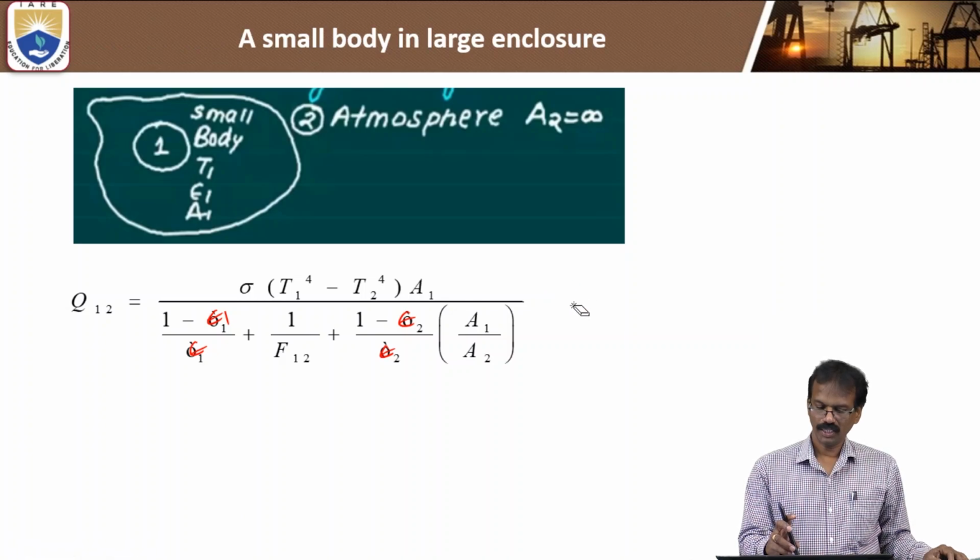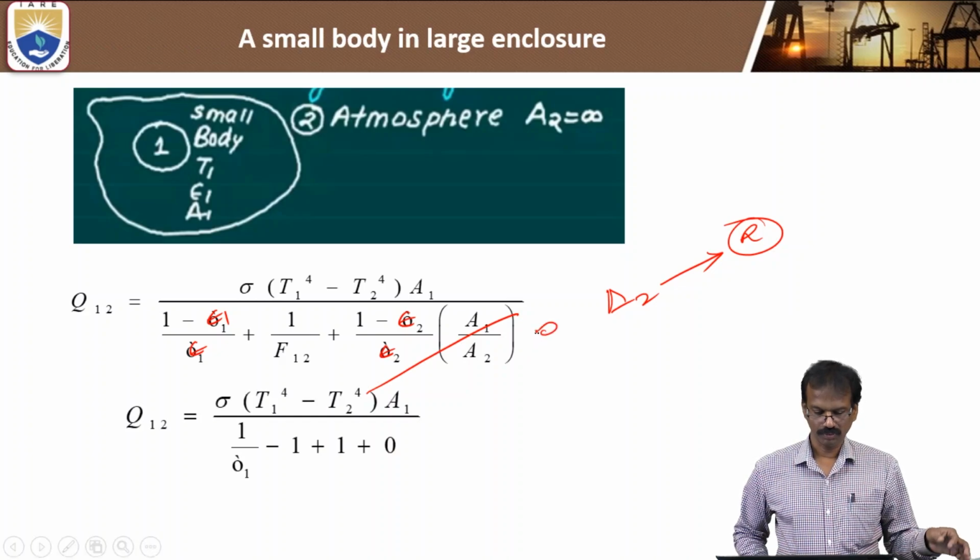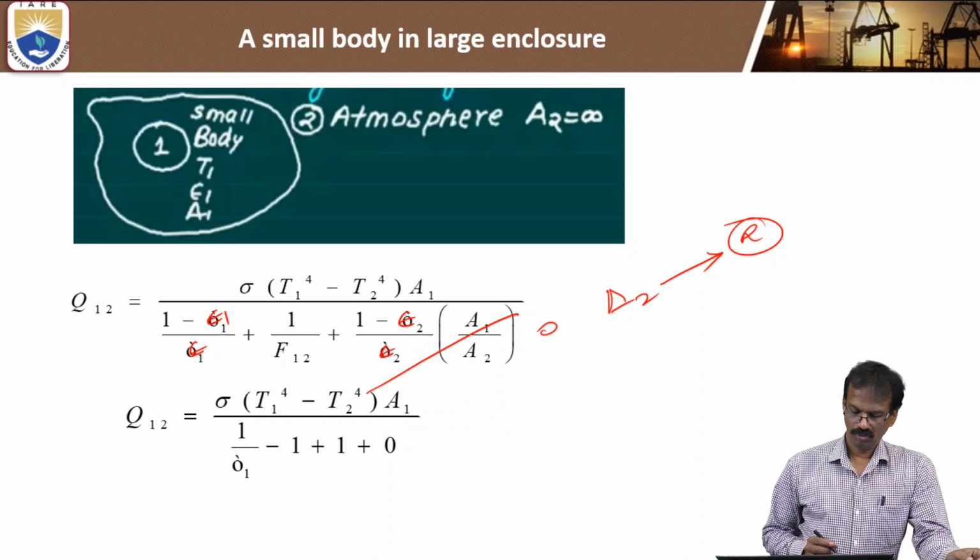But here you know the condition: A2 is equal to infinity. So then this total term will be 0. Then you can simplify this one: 1 minus 1 by epsilon 1.